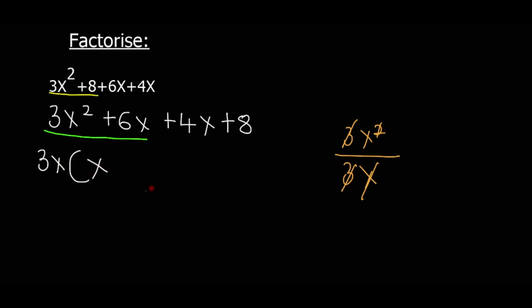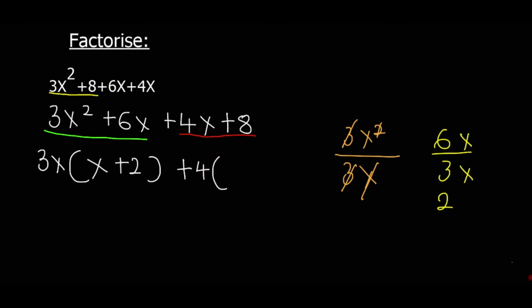And then from here, we take 6x. Right, divide by 3x. 6 divided by 3 is 2. X and x cancel, therefore we remain with 2. And then now we'll focus on the last two terms. We have 4x plus 8. So the highest common factor, we can see, is 4.